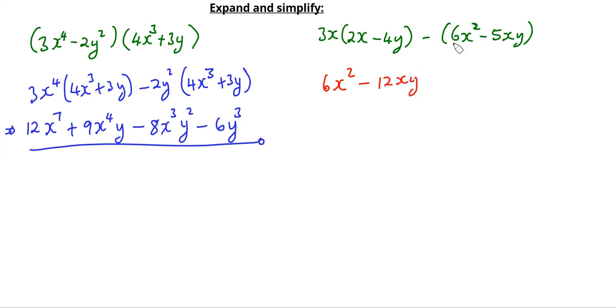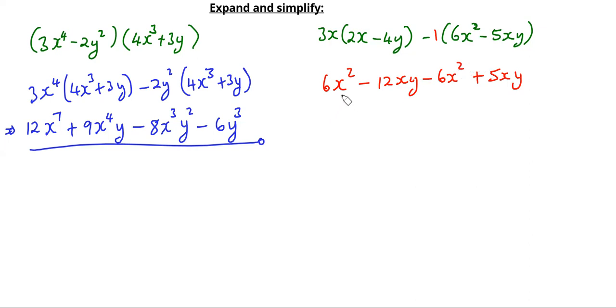Then here, minus times 6 is going to give us minus 6x squared. Then minus times minus is going to give us plus 5xy. So just know that there is a silent y in here. So here it's actually minus 1. You're just saying minus 1 times everything we have here.